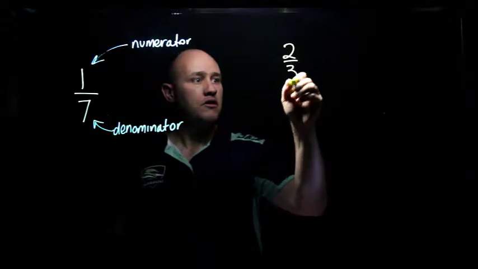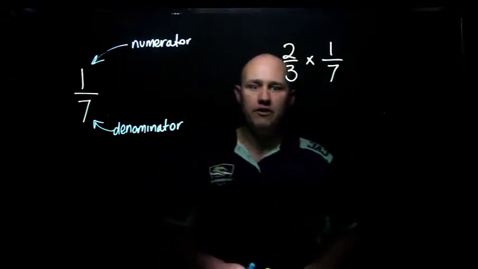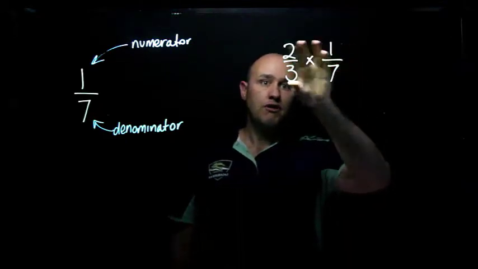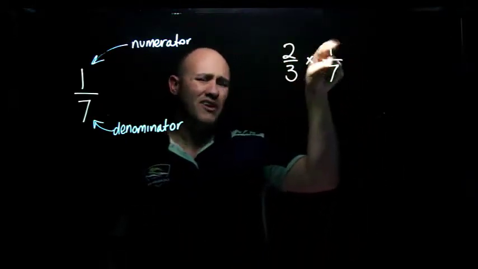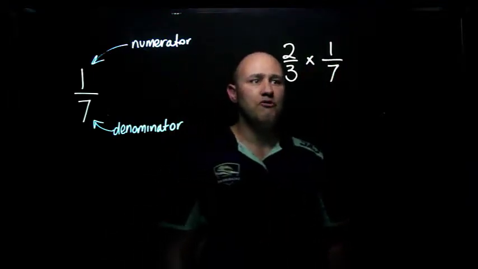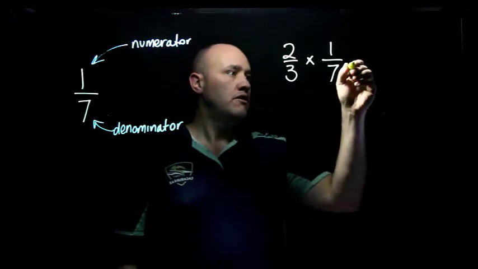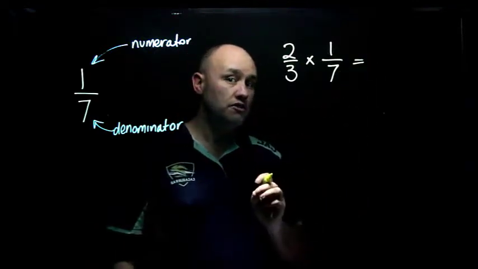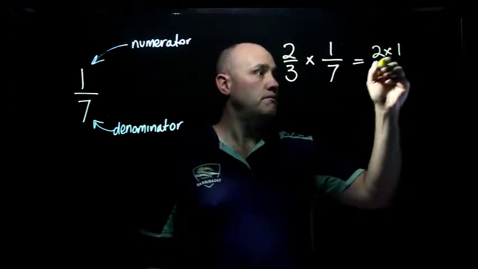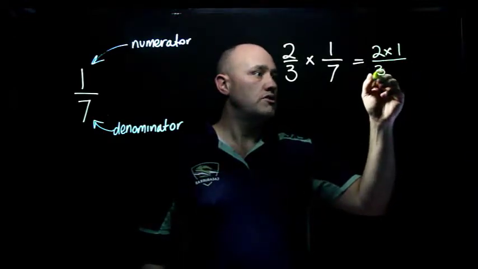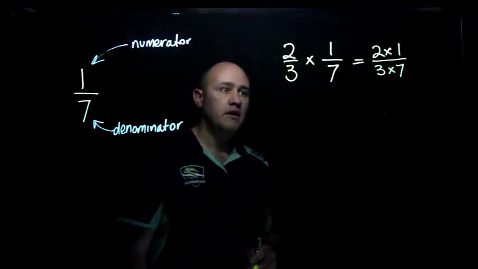2/3 times by our little starter fraction, 1/7. Now this is a unitary fraction, by the way, whereas this one's not, because this has a 1 on top and this has a 2. The ones with 1 on top are sometimes called unitary fractions. If you're multiplying fractions, it's really trivial. All we do is we multiply the numerators and we multiply the denominators. So we get 2 times 1 over 3 times 7. So that's the first bit.